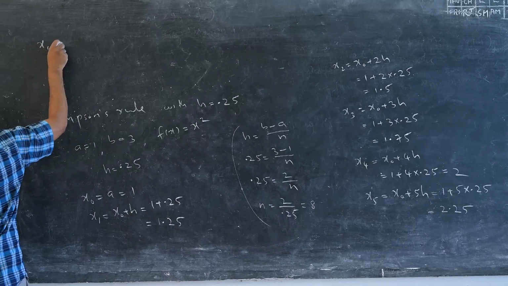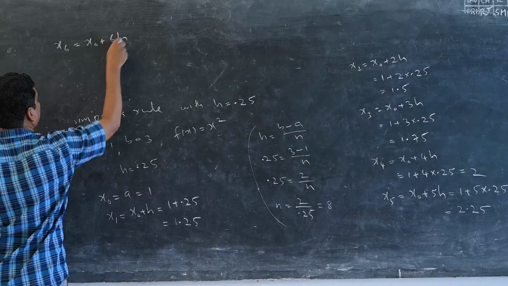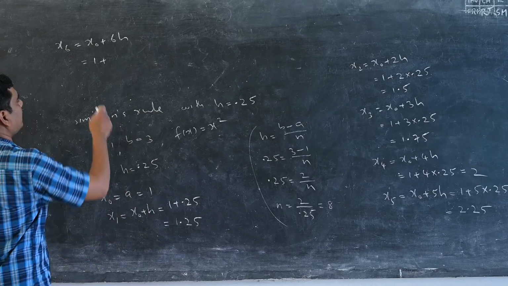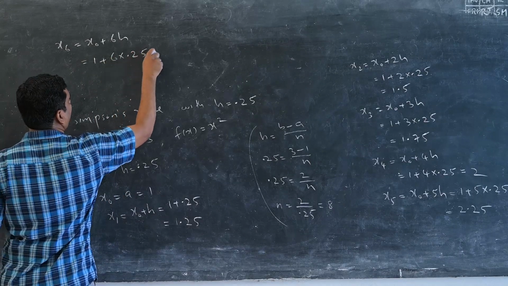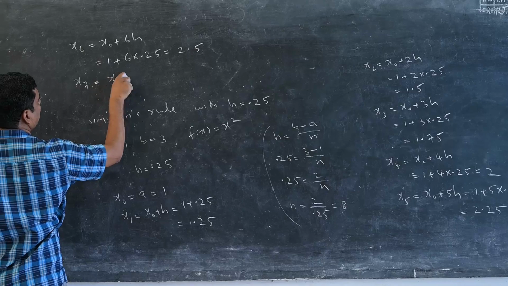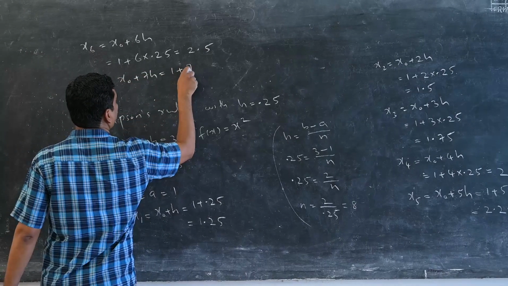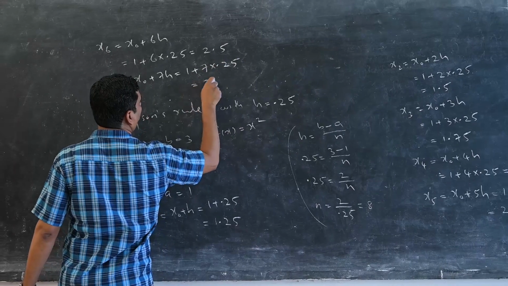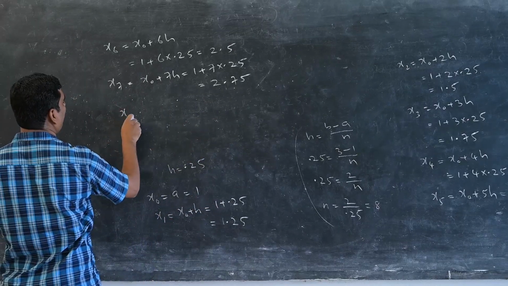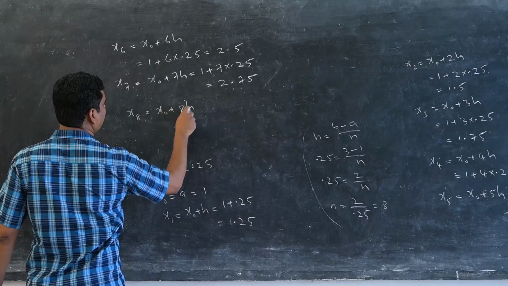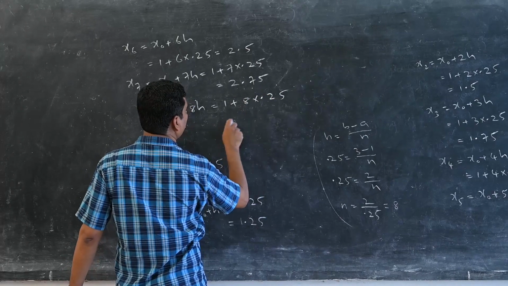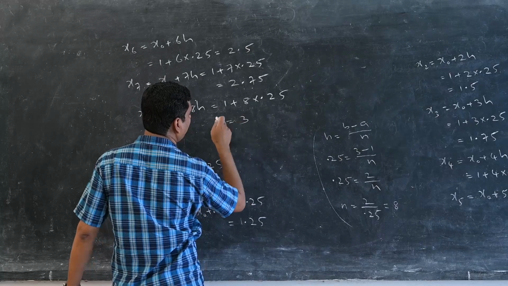x6 is equal to x naught plus 6h, 1 plus 6 into 0.25, it is 2.5. x7 is equal to x naught plus 7h, 1 plus 7 into 0.25, 2.75. x8 is equal to x naught plus 8h, 1 plus 8 into 0.25 is equal to 1 plus 2 is equal to 3.